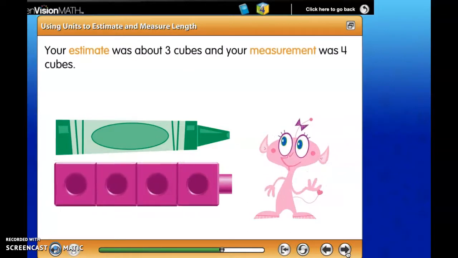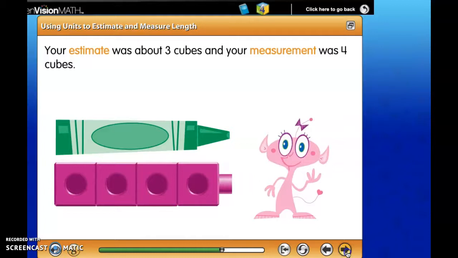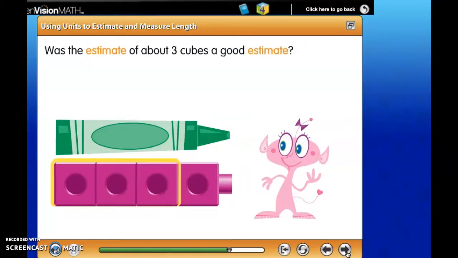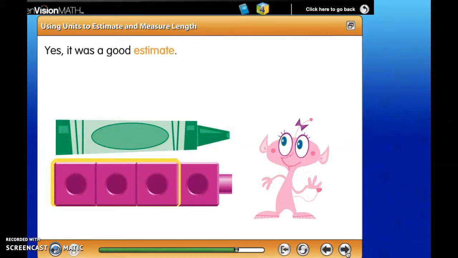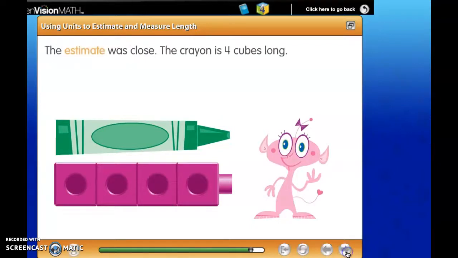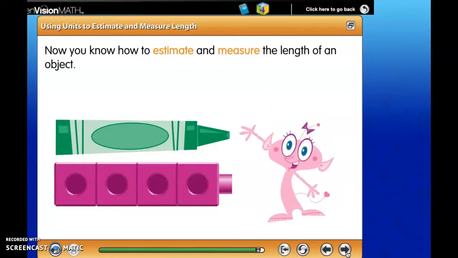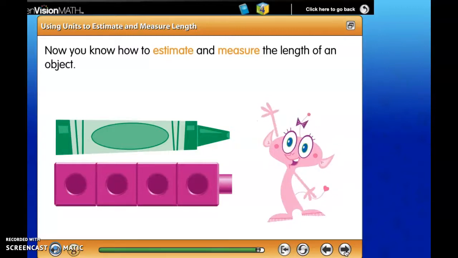Your estimate was about 3 cubes, and your measurement was 4 cubes. Was the estimate of about 3 cubes a good estimate? Yes, it was a good estimate. Why was it a good estimate? The estimate was close. The crayon is 4 cubes long. Now you know how to estimate and measure the length of an object.